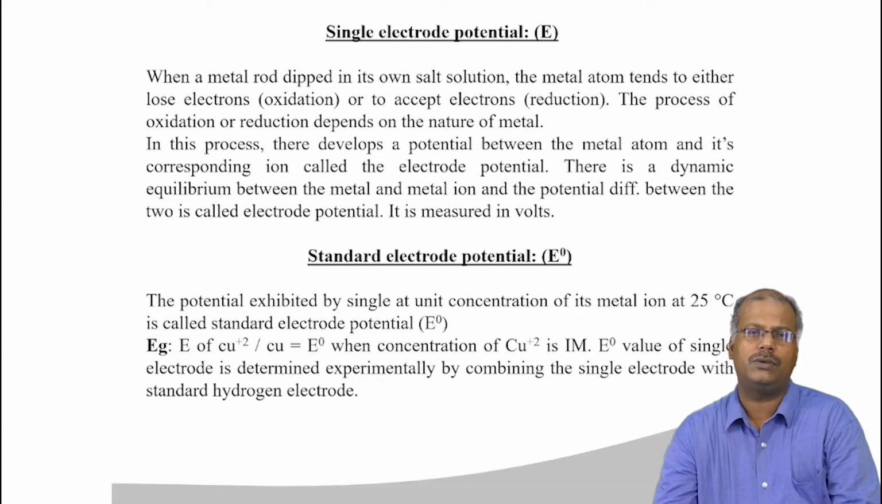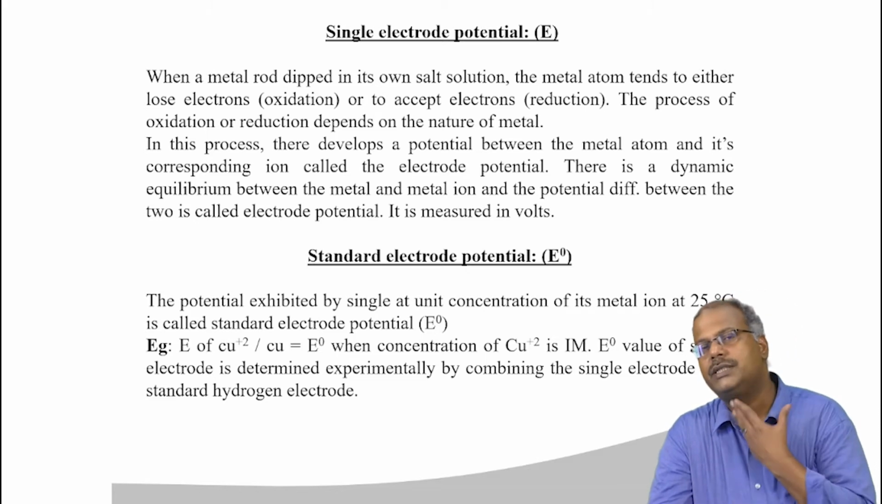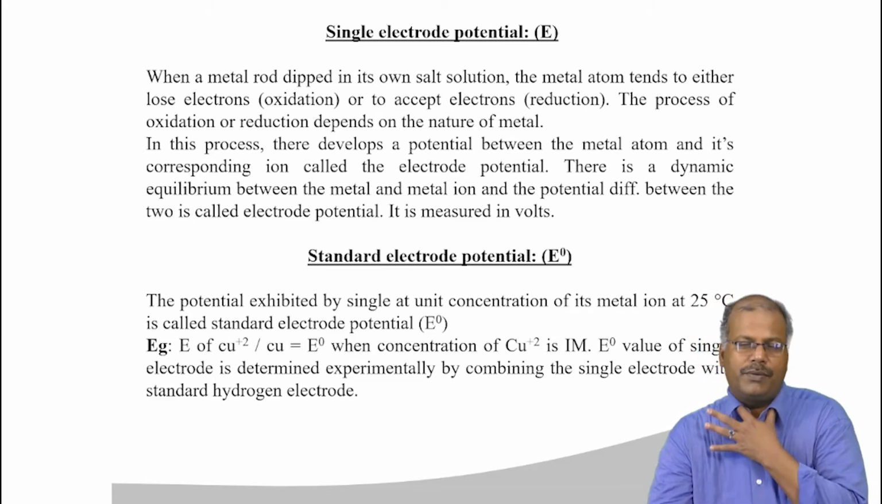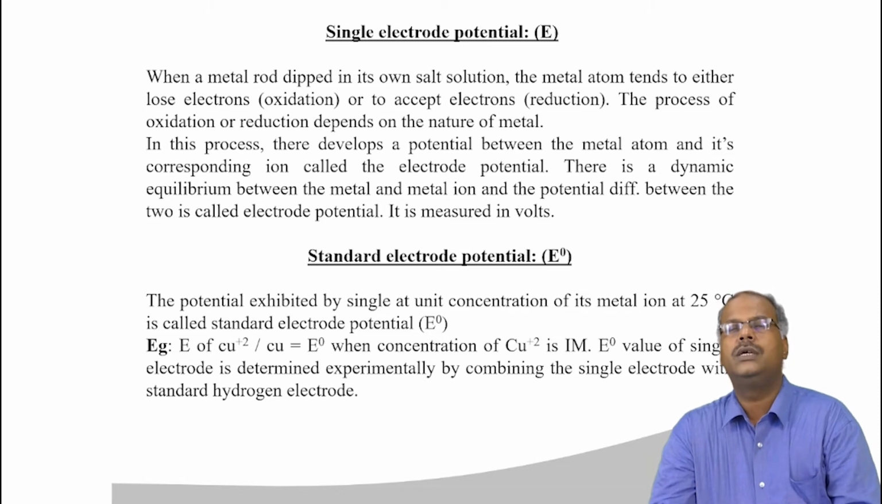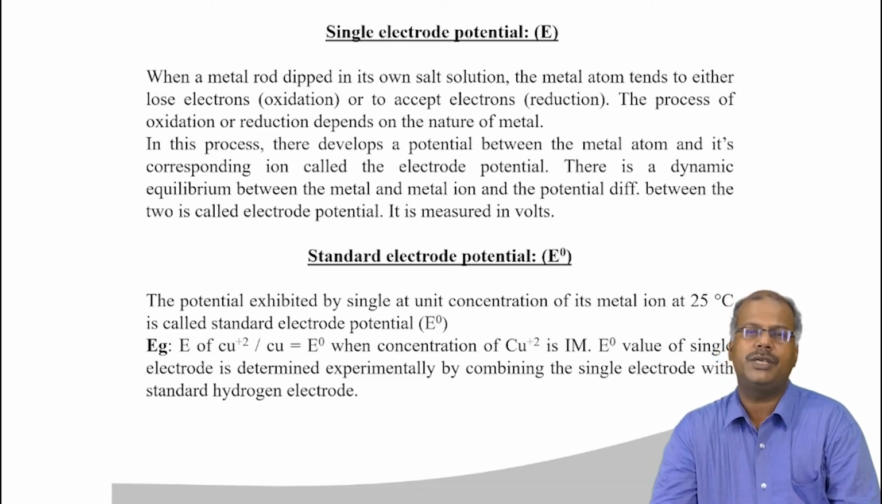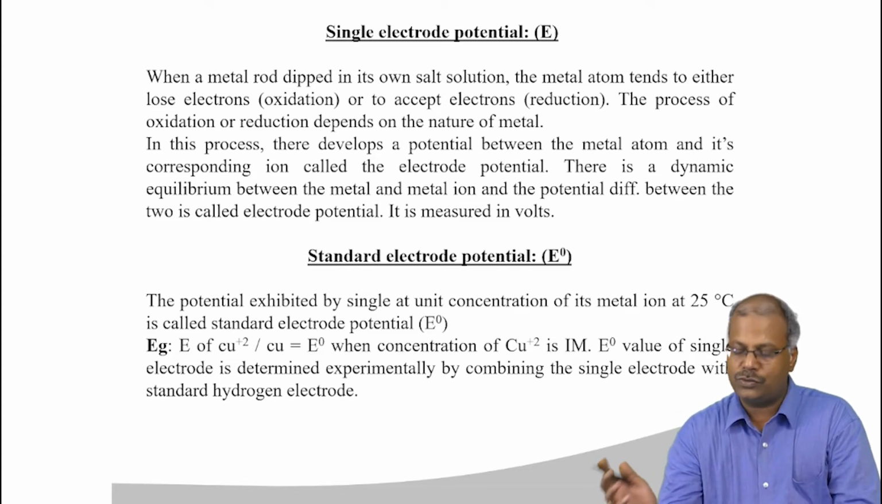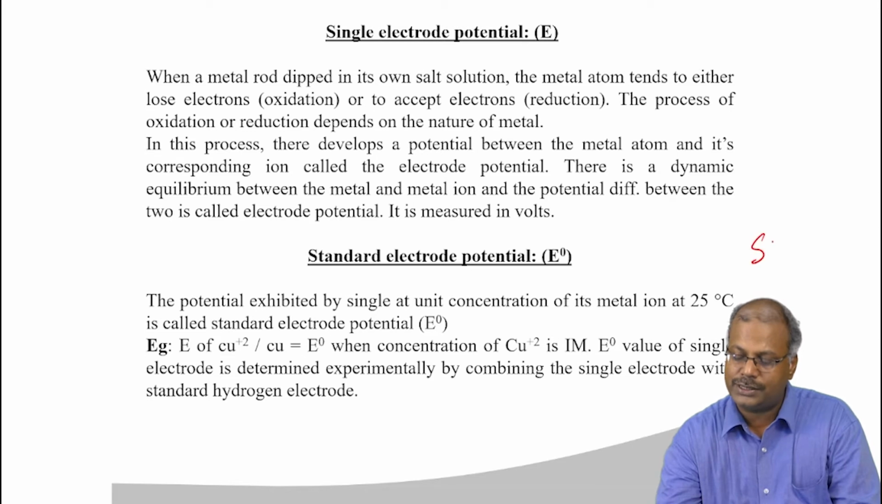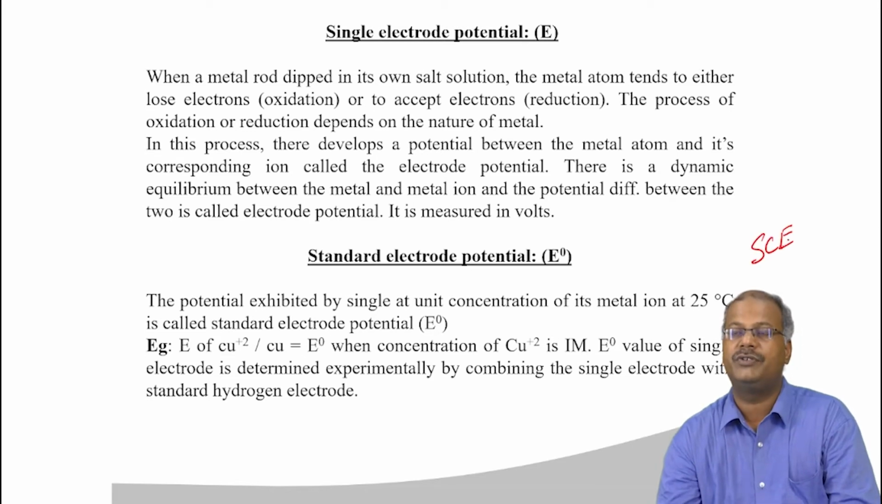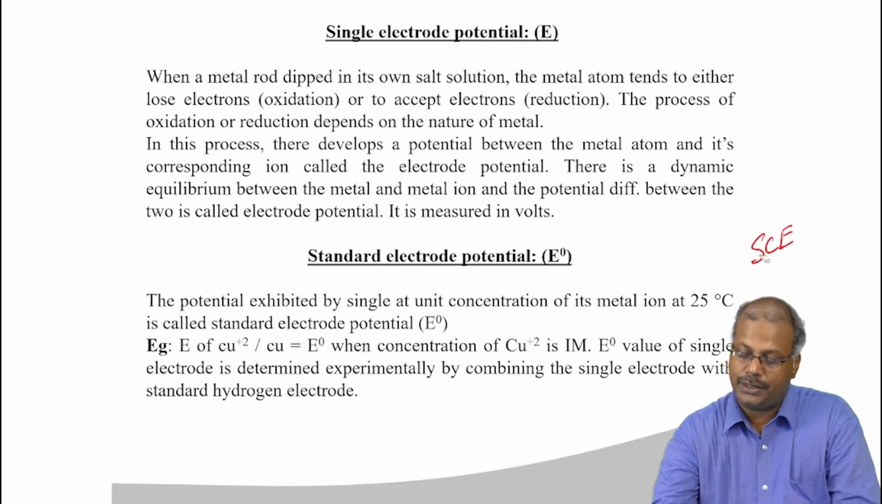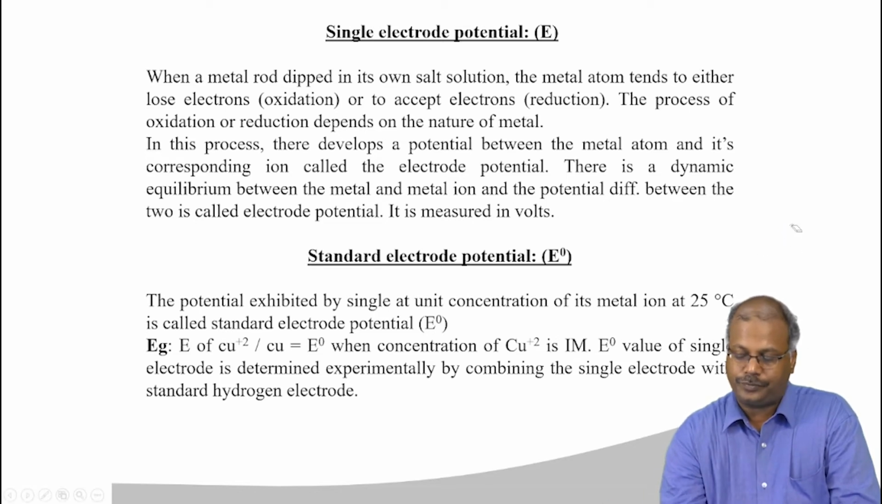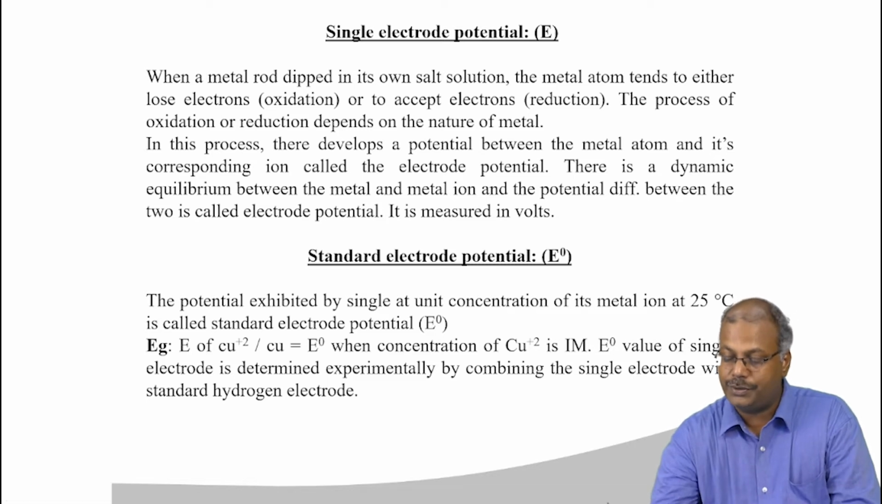A single electrode potential we cannot measure directly. So we need two electrodes, and their electromotive force, that is EMF, can be measured by connecting with a standard hydrogen electrode. There is one more reference electrode called the saturated calomel electrode. We will see these things a little bit in the later slides. Okay, moving to the next slide.